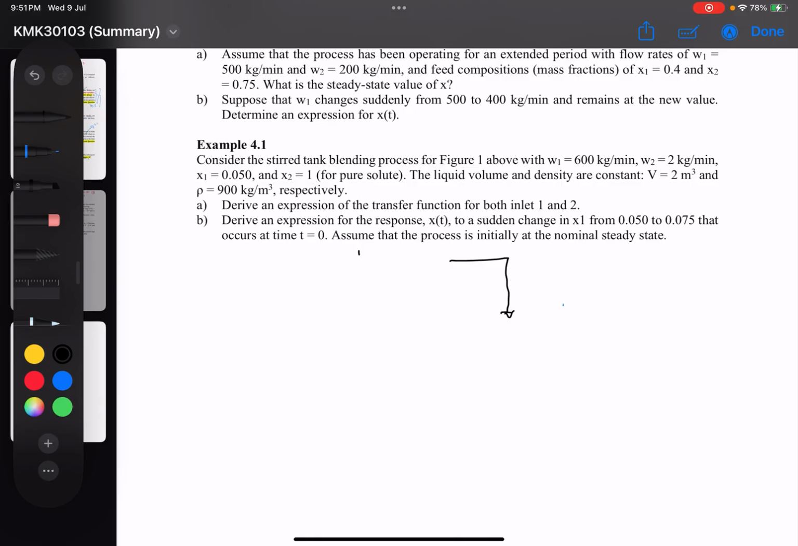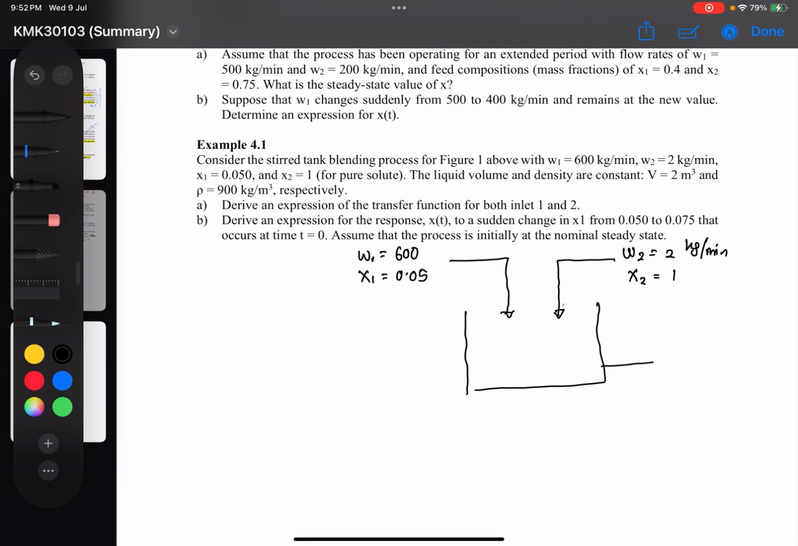with the mass flow rate of W1, and then I have X1 with the value of 0.05. It's going to mix together with stream number 2, with W2 equals 2 kilograms per minute and X2 equals 1. X2 equals 1 means that in stream 2 we only have component A, no component B. But for stream 1, X1 equals 0.05, meaning that the majority of the stream is not A, but something else.